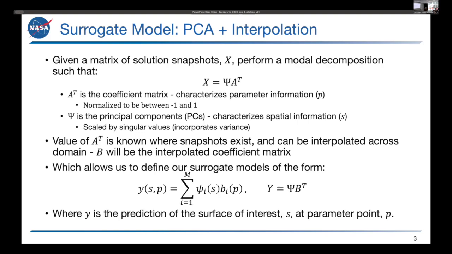And then we can recombine our principal components with these interpolated coefficients. If we're only interested in one point in parameter space, we can just do a summation. So we get the predicted value of y at surface of interest S at parameter point P. Or we can do the whole matrix multiplication, and get all of our surfaces or flow fields of interest at all of our parameter points at once.